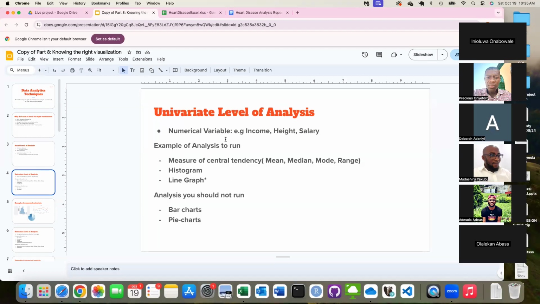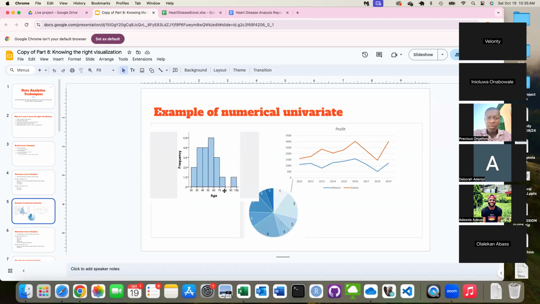So for numerical data, when the data is numbers, you do something called measure of central tendency, like the mean, median, mode, range, or you do a histogram, or you do a line graph. Analysis you should not run for numerical data: bar chart or pie chart. So you see what they are. This is for numerical data, this is a histogram.